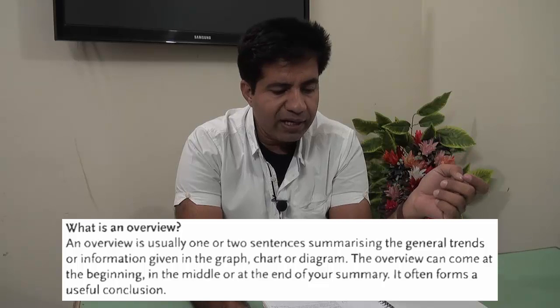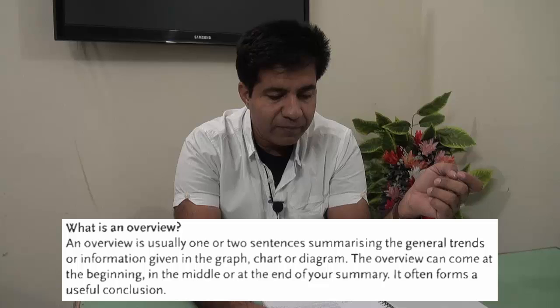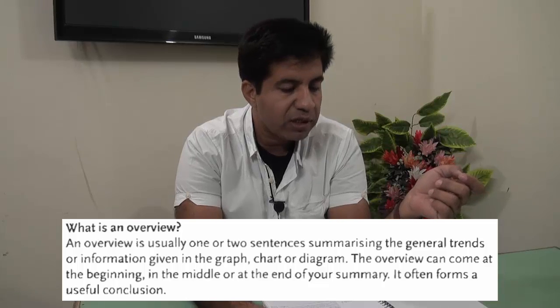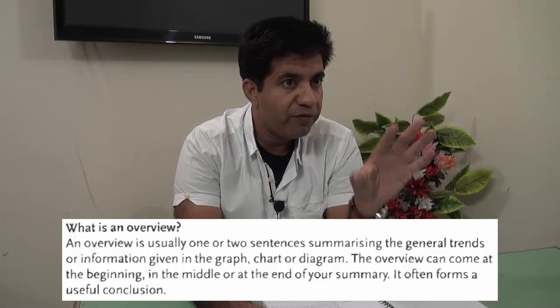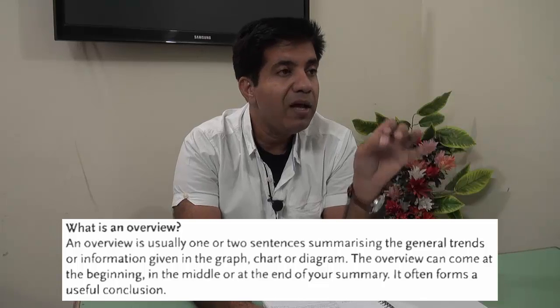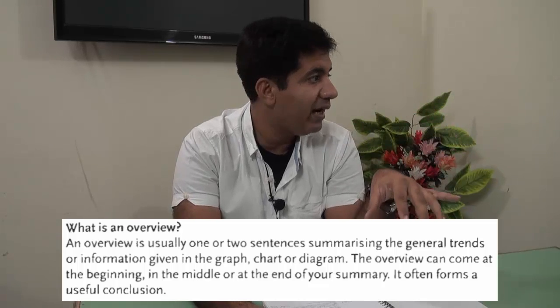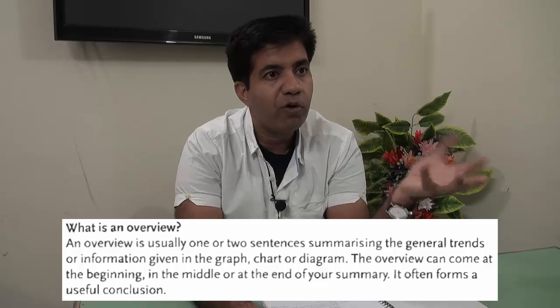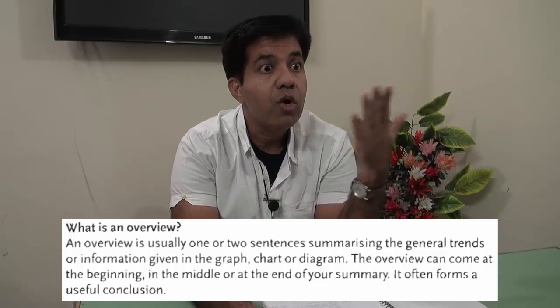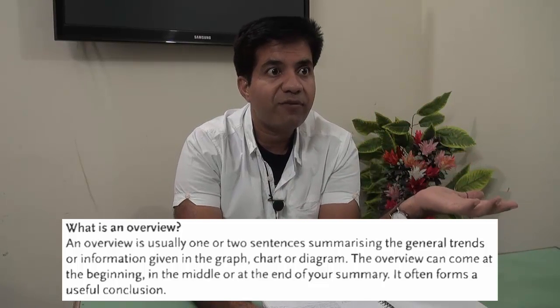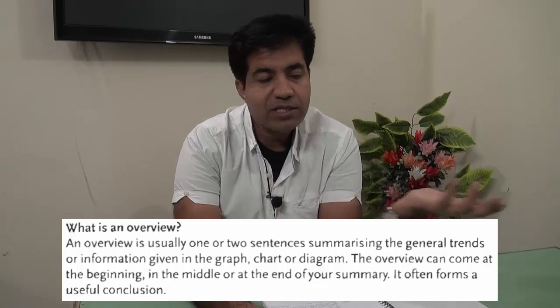The overview can come at the beginning, in the middle, or at the end of your summary. It often forms a useful conclusion. So you can give an overview in the middle of the report as well, but it's a good idea to give it at the end. When you conclude your report, you can give an overview. You can give an overview in the first paragraph as well. It's also valid.